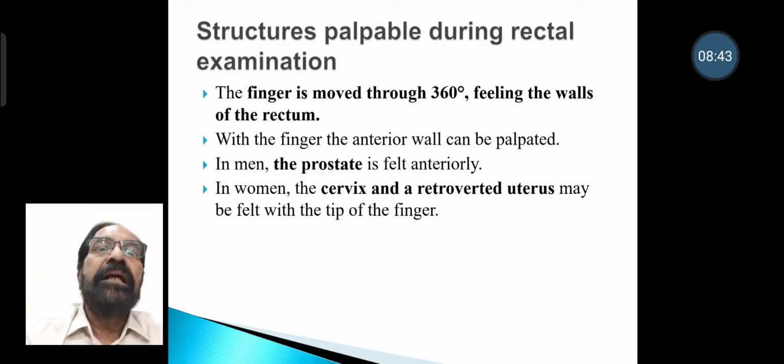The finger is moved 360 degrees, feeling the walls of the rectum. With the finger, the anterior wall can be palpated. In men, the prostate is felt anteriorly. In women, the cervix and retroverted uterus may be felt with the tip of the finger.